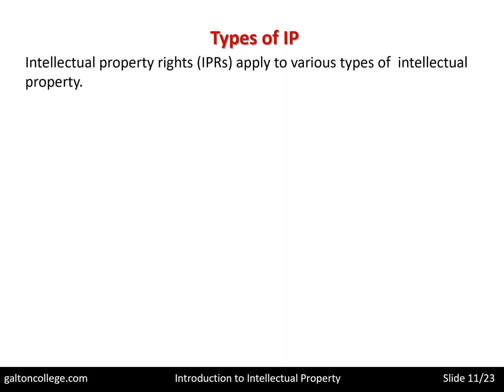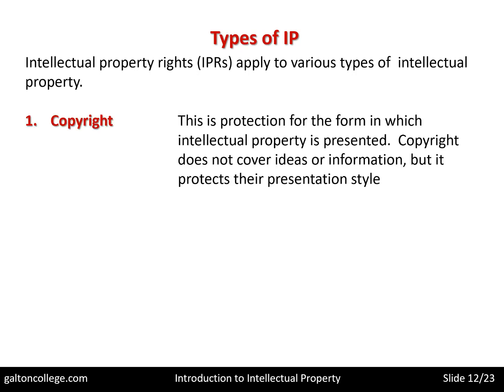Now, the types of intellectual property. Well, intellectual property rights apply to various types of intellectual property. For example, copyright. This is a protection for the form in which intellectual property is presented. Copyright does not cover ideas or information, but it protects their presentation style. So the copyright means that there is ownership of the style of presentation of the idea.